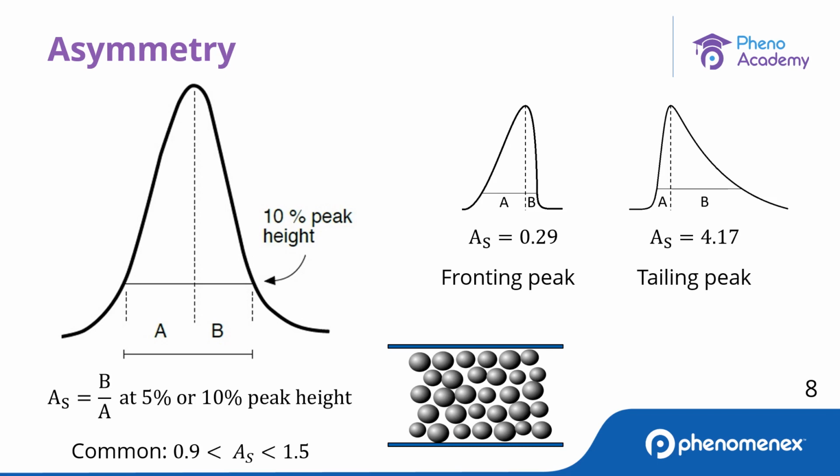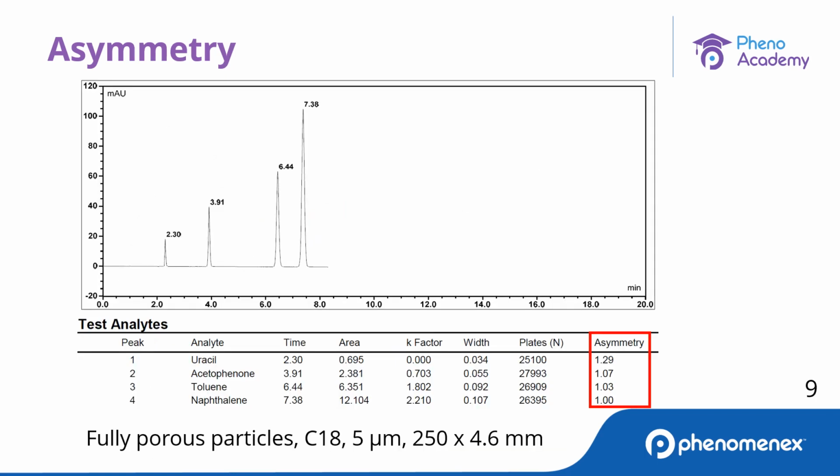In a fronting peak, A is much larger than B, which means that part of the analyte takes less time to elute from the system. And with a tailing peak, B is larger than A. So that means that part of the analyte is retained more, or part of the analyte has taken a longer flow path. Now back to our CQA.